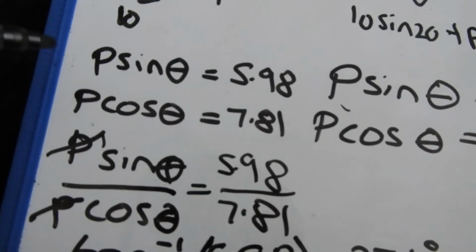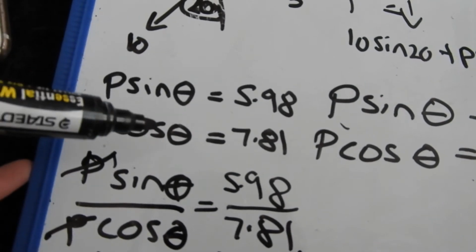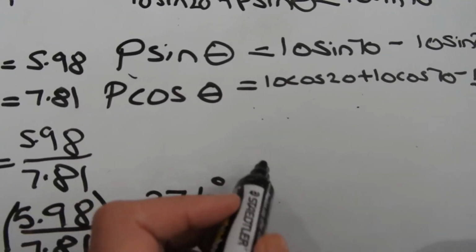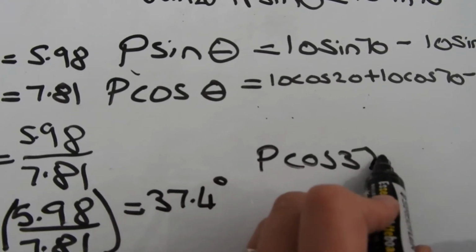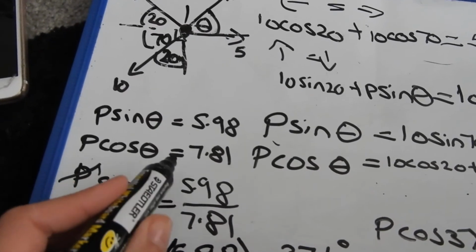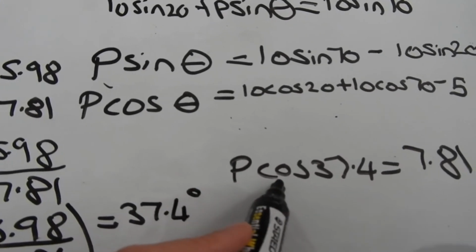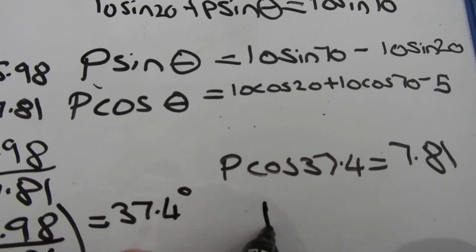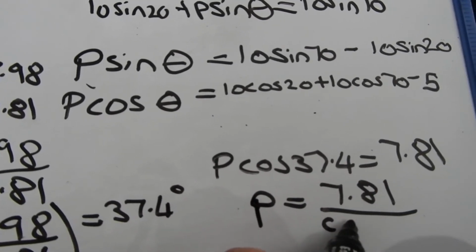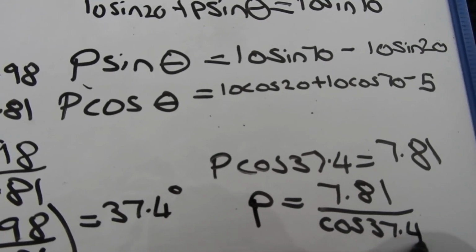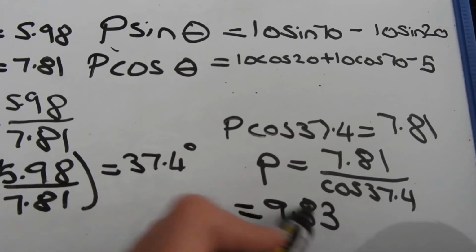Okay, so then all you have to do is to find one of your unknowns. So you've got your degrees, go back in and put your degrees into either P sine theta or the P cos theta. So I'm going to go with the P cos, just because I feel like it. P cos 37.4 is equal to 7.81. At the minute, P is being multiplied by cos 37.4. To get rid of the multiply, do the opposite. So we divide 7.81 divided by cos 37.4 gives us P, which is about 9.83. And that's it.